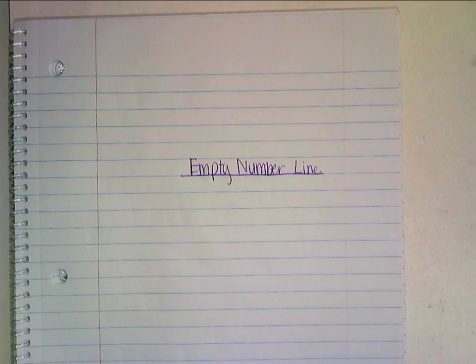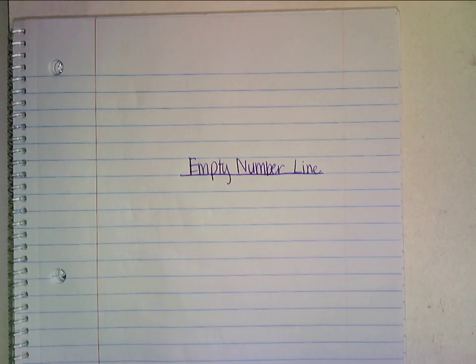Hi class, you are on lesson 9, module 3, lesson 9. You are going to be using an empty number line today, and I will show you what that is. You're going to count from a lower number up to a higher number, just like we have been doing at the beginning of the module. And today you're using something different, which is called an empty number line.